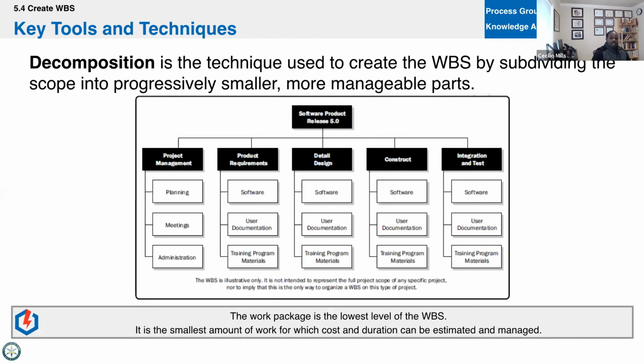And it'll look something like this. Here are your work packages at the lowest level. Here are all of your work packages here in red. And you see this 5.0 at the top.